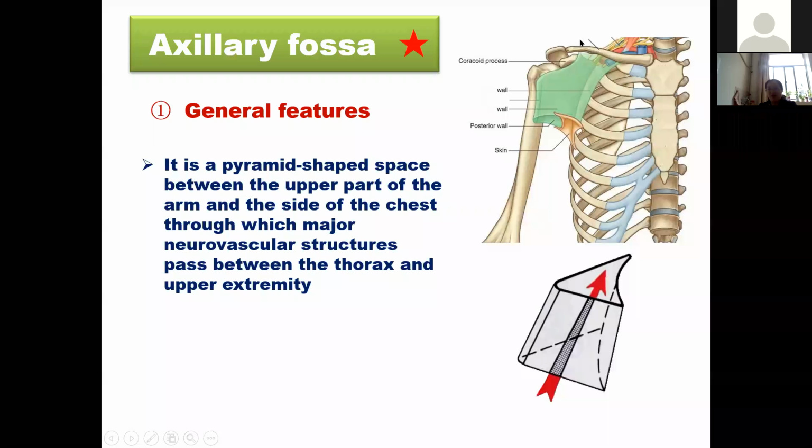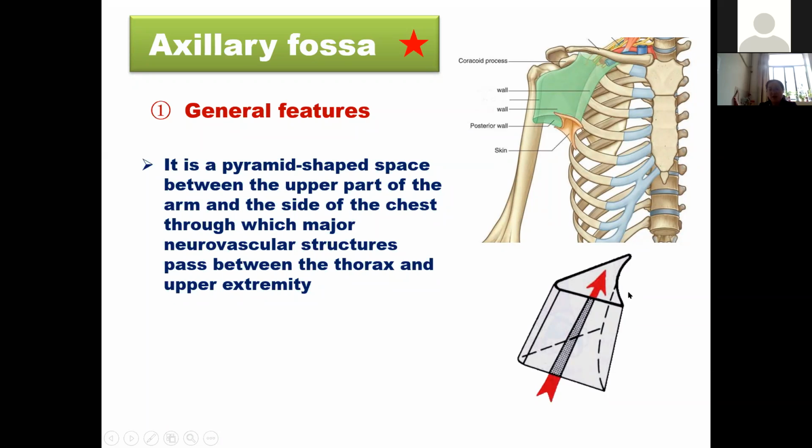This is the upper region. The upper boundary is the roof. The lower boundary is the floor. The floor is constituted by the skin and the connective tissue.